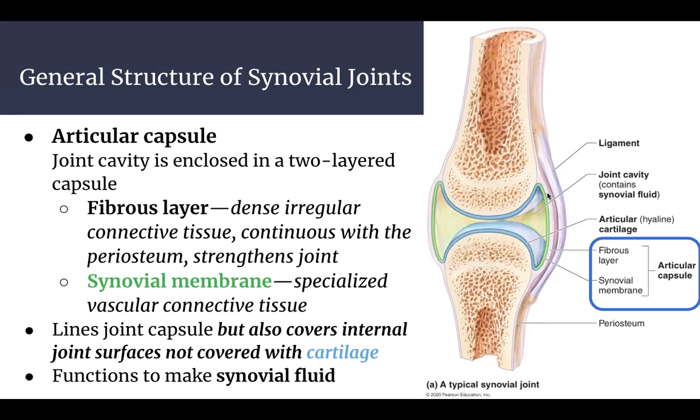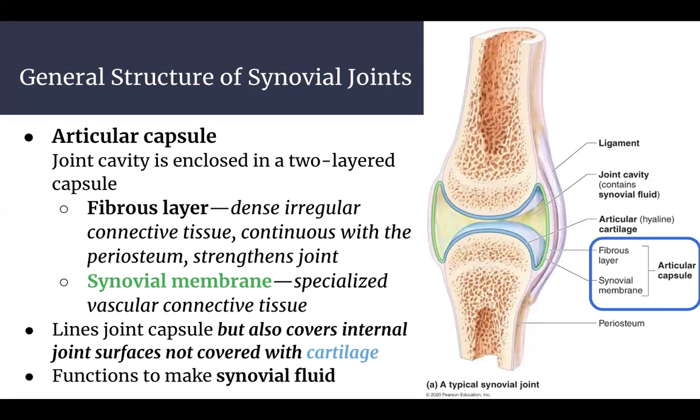So it's running continuously along here. Here's the fibrous layer of the articular capsule, and then it blends in with the periosteum of the other bone across the joint. So this really helps to strengthen the joint, having this dense, irregular connective tissue running across.